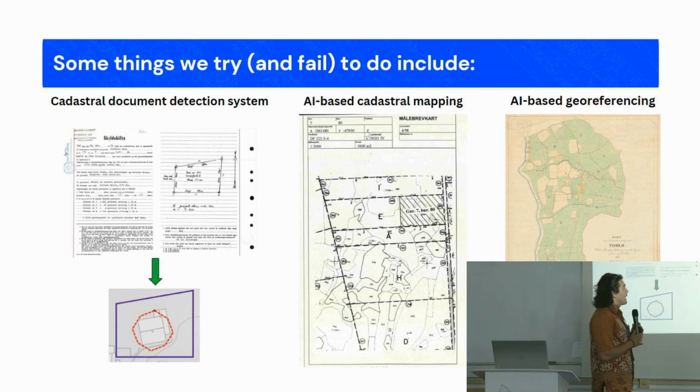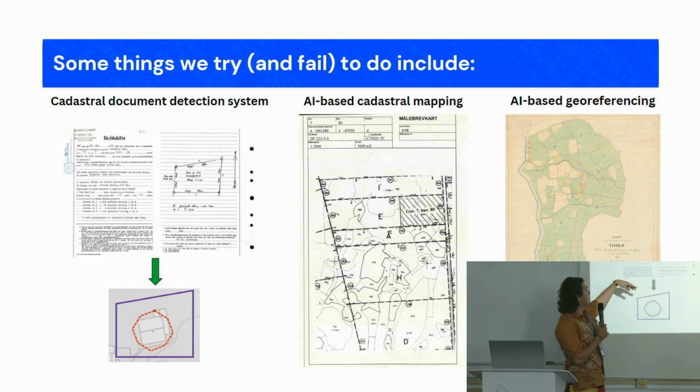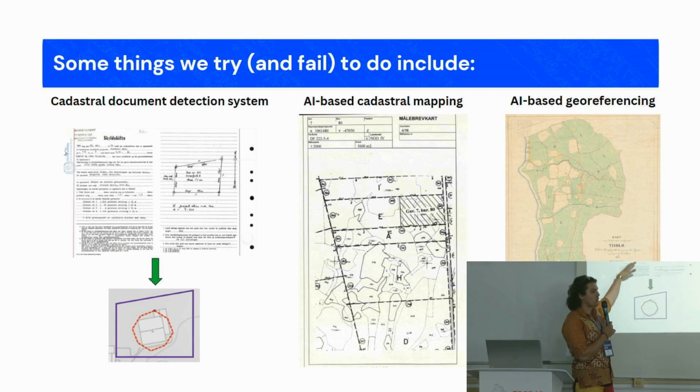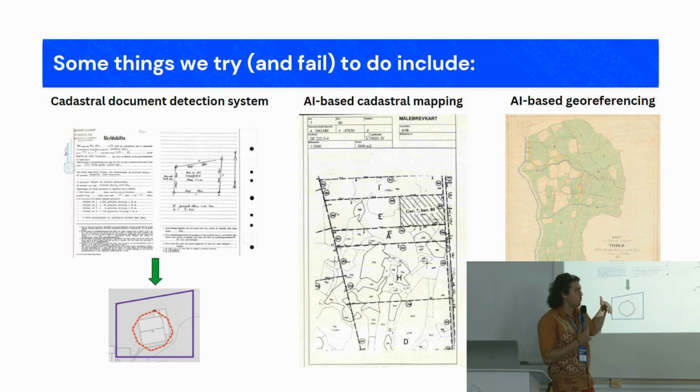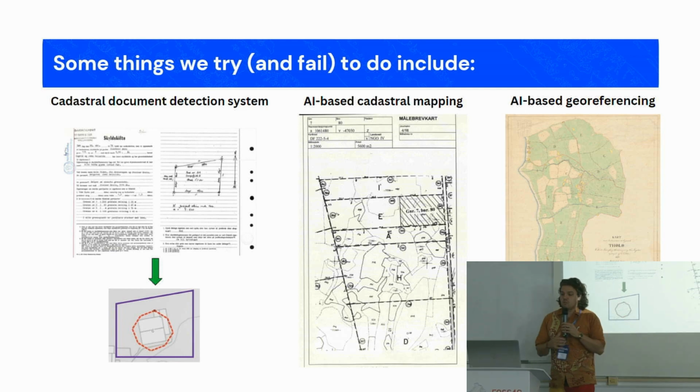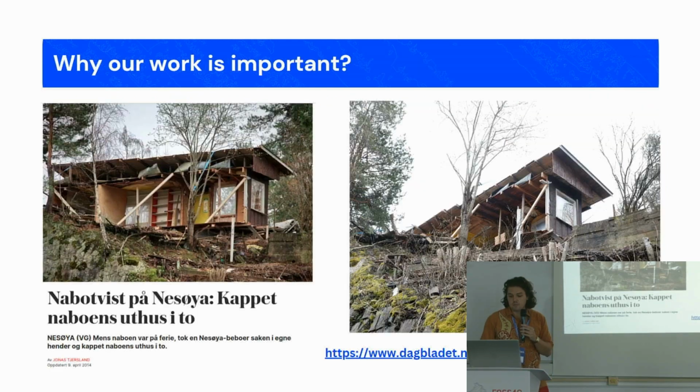Some things we are trying and failing to do is making cadastral document detection systems from historical measurements, including natural language processing, AI-based cadastral mapping, and AI-based georeferencing. So this is what I still need to do.